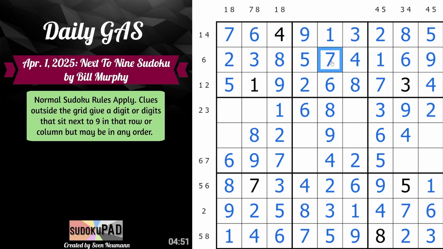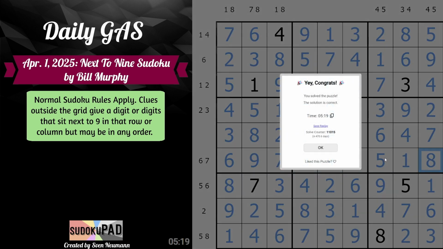8, 3, 3, 7. 1, 3, 5, 7. 1, 5, 7 leaves us with 3. So then this is 3, this is 1. This is 5, this is 7, this is 7 here. From the columns, we only need 2 more things. That is 4 and 5, 4, 5, and finally 1, 8 to finish us off in 5 minutes and 19 seconds with Next to 9 Sudoku by Bill Murphy.